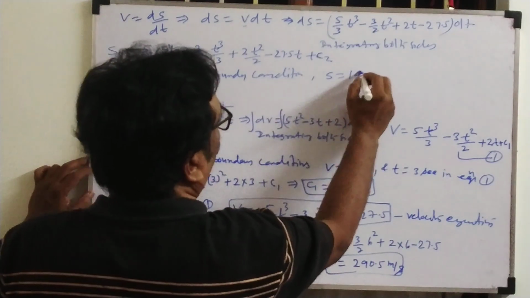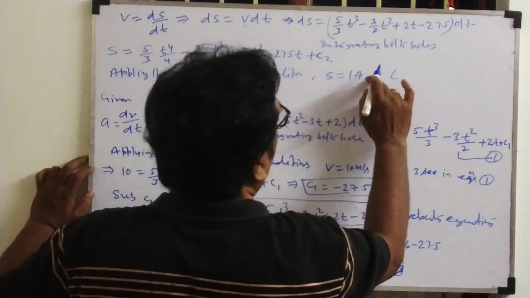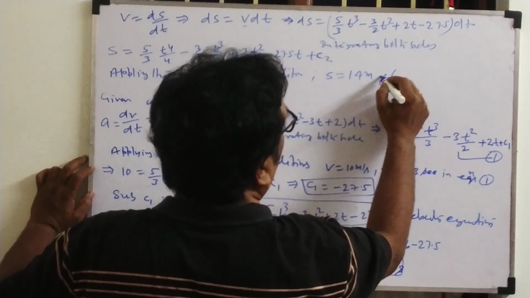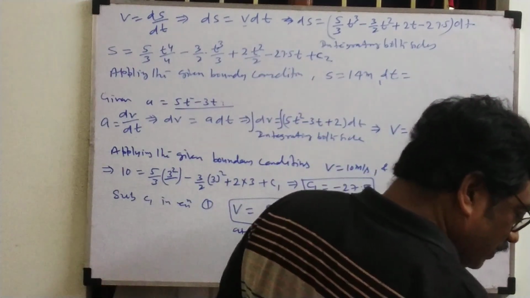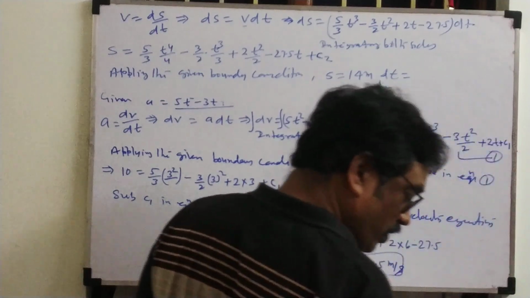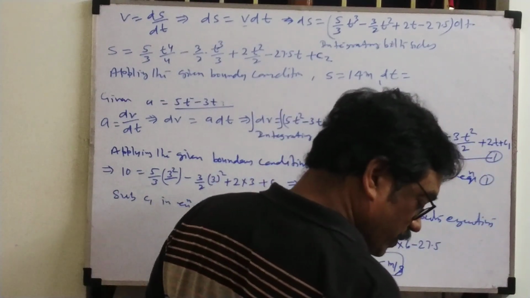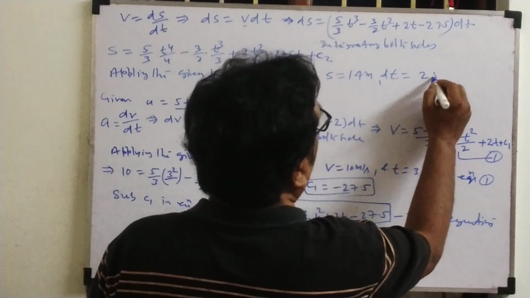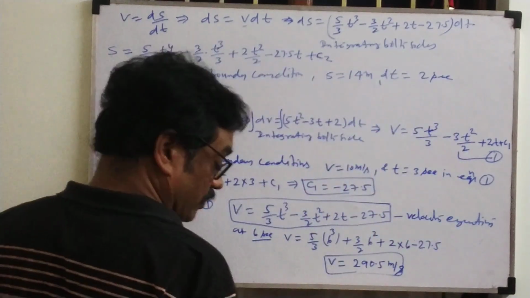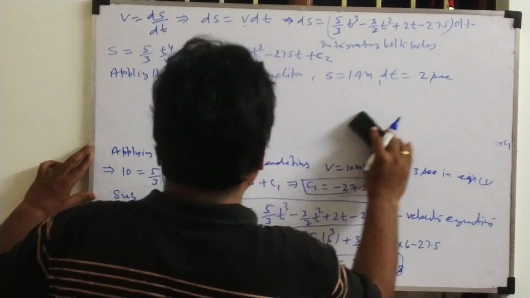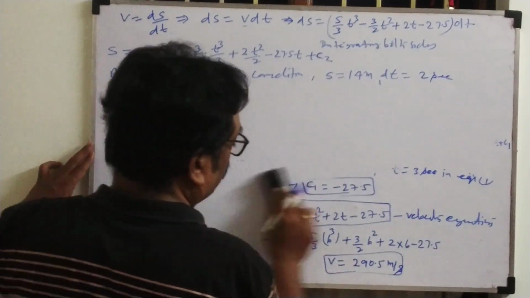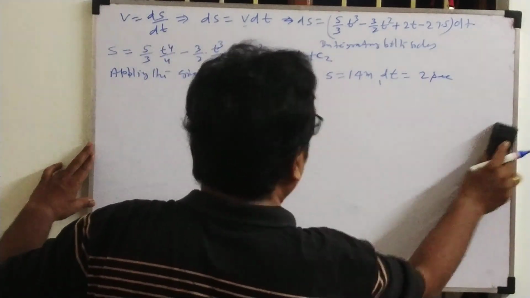S is equal to the given 14 meter and t is equal to the given 2 second. What boundary conditions are they given? The displacement at t is 2 second. Now these boundary conditions will apply. We will apply the boundary conditions here. Okay, this is not required now. Over velocity we know the answer.